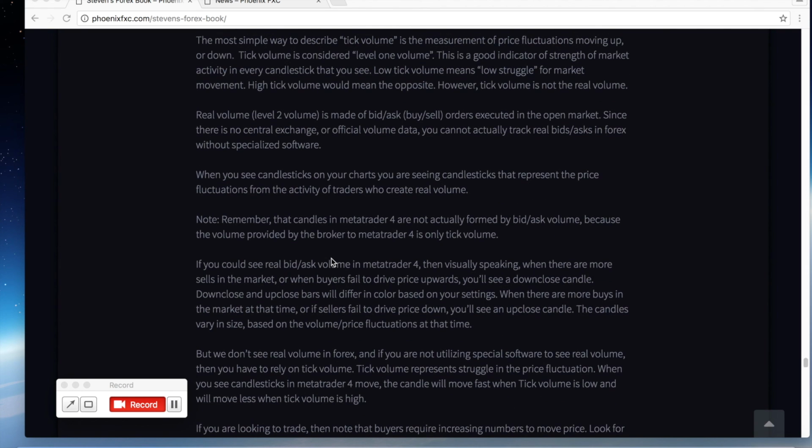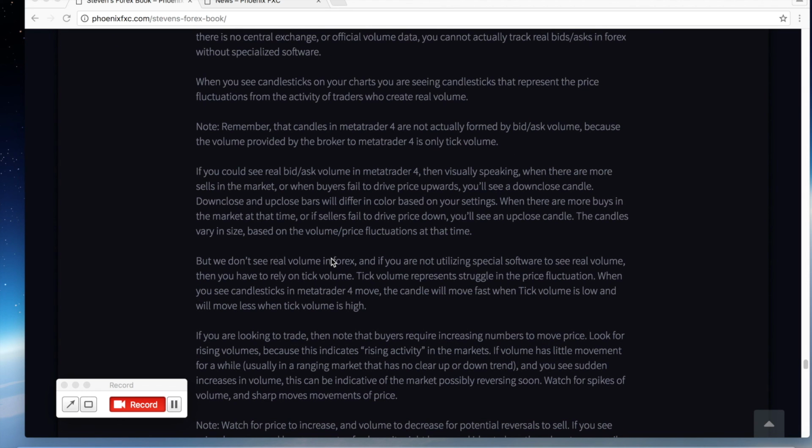Real volume is level 2 volume, made of bid and ask volume, buy or sell orders executed in the open market, the interbank market. Since there's no central exchange or official volume data, you can't actually track real bid and ask in Forex without specialized software like order flow or something. But when you see candlesticks on your charts, you're actually seeing candlesticks represent price fluctuations from the activity of traders who create real volume in the actual markets, the banks, the interbank market.